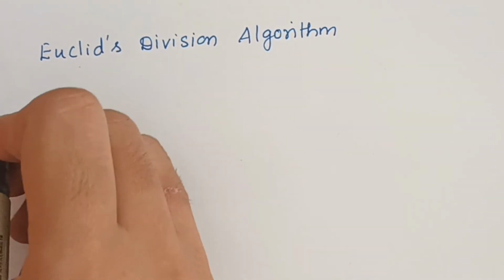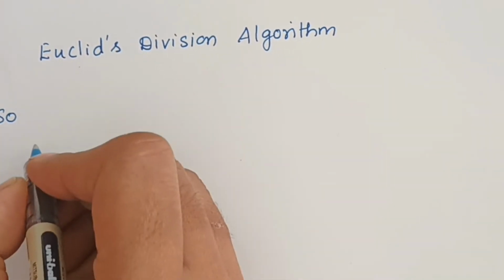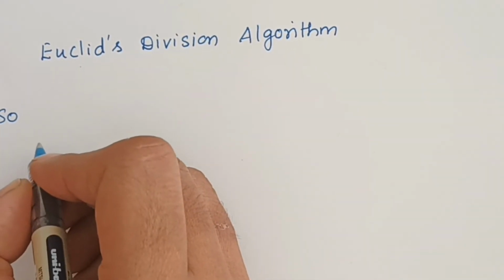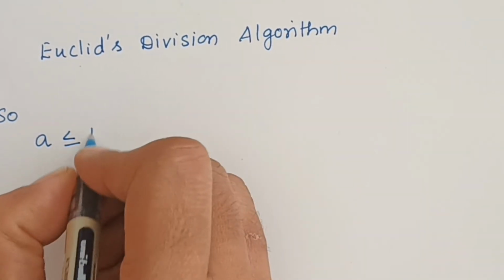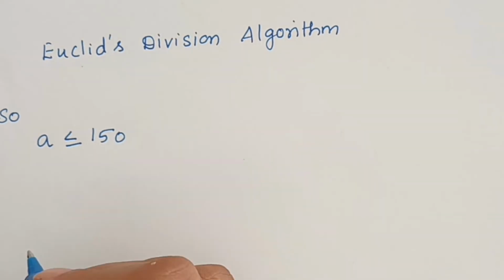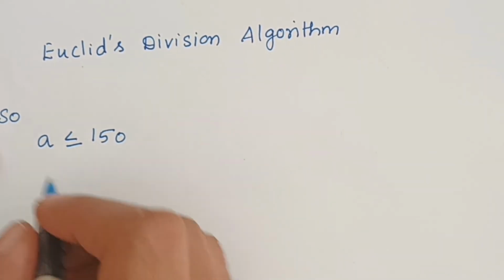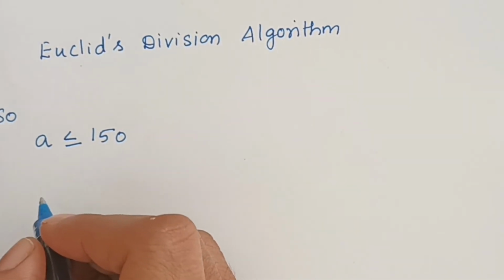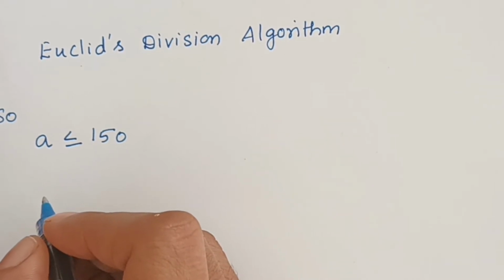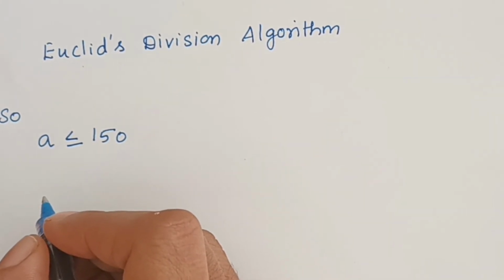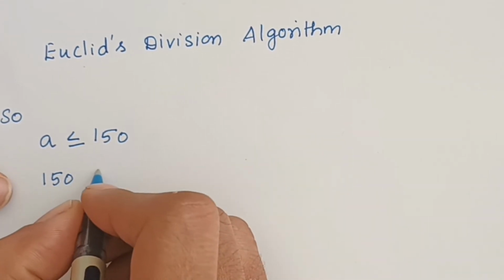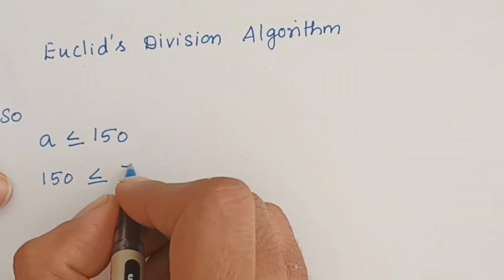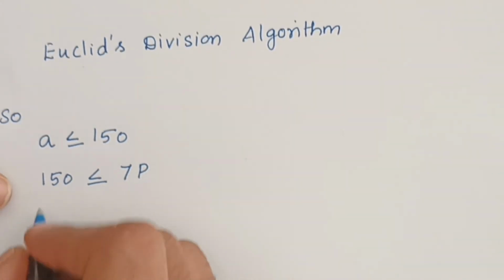So let us try to solve this problem. As they said earlier, A is less than or equal to 150. Now what we are going to do is come from the bottom. If counted in sevens, nothing will remain. So 150 is less than or equal to 7 times the quotient.